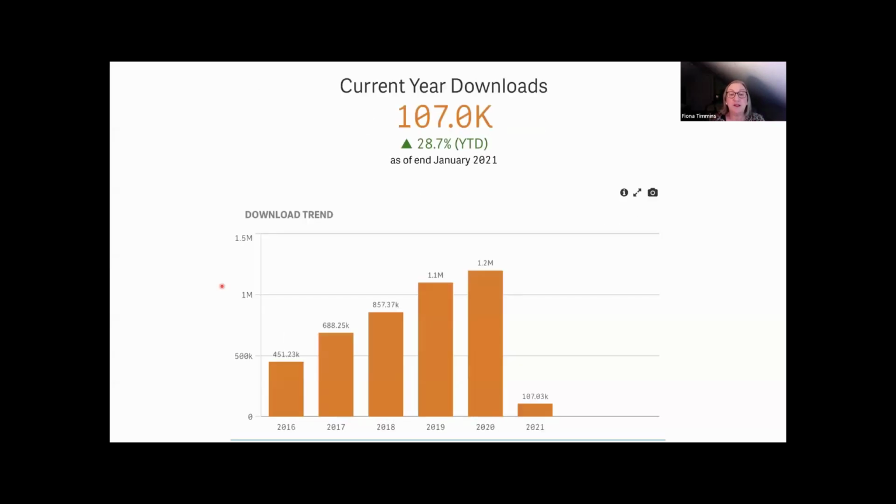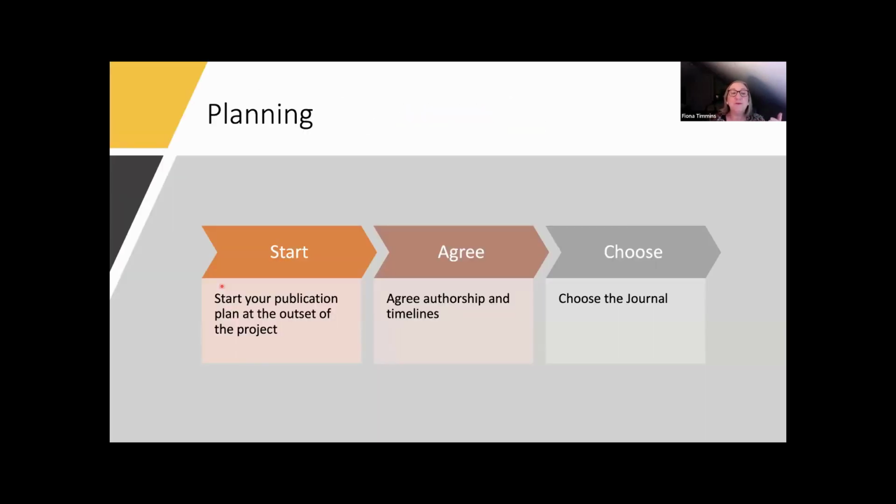So my steps to success are around planning, preparing, persistence, and perseverance. And I'm just going to touch on those in relation to the global. So I suggest around planning that you start with your publication plan at the outset, agreeing your authorship and timelines, and choose the journal.